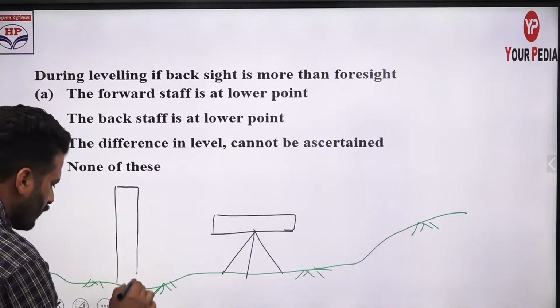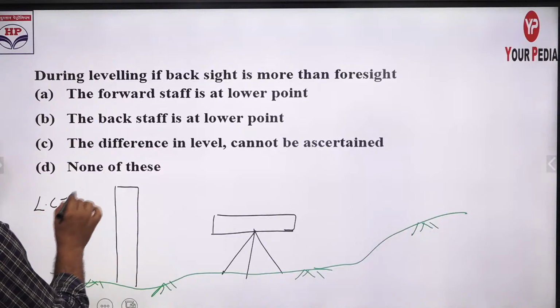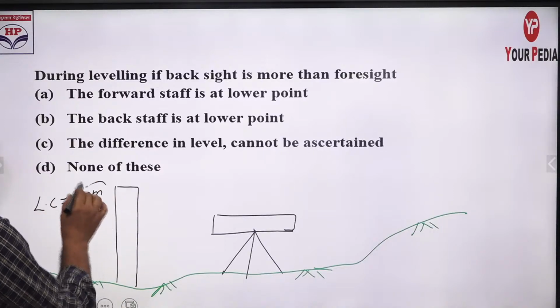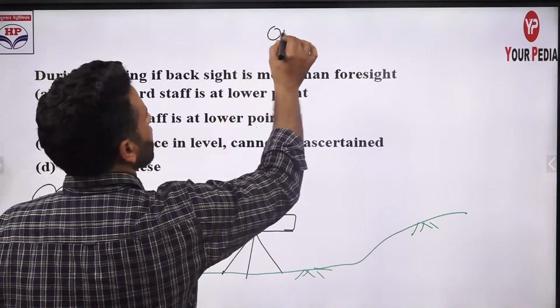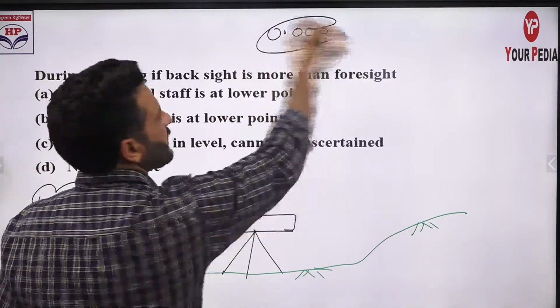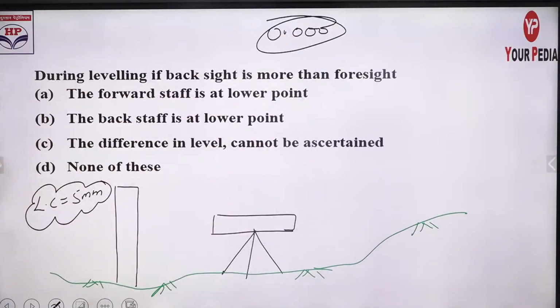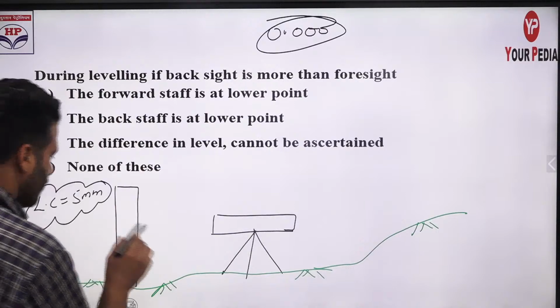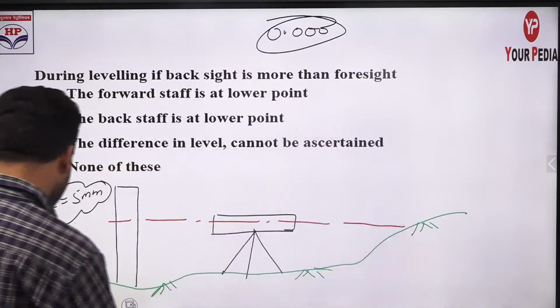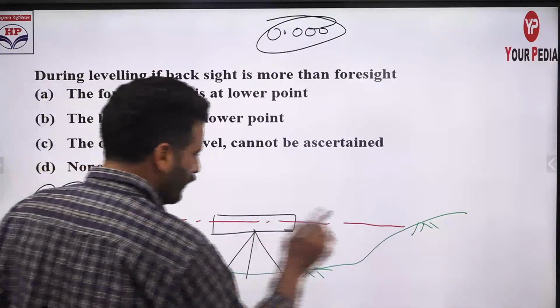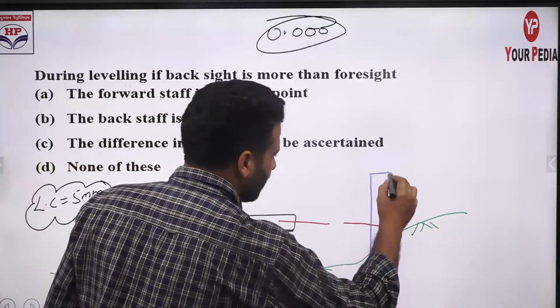The least count of the staff is 5 mm. You can convert it into meter. That's why RL is written up to 3 decimal places. Okay, and what we find here when we see the staff, we are not changing the position of this level instrument.